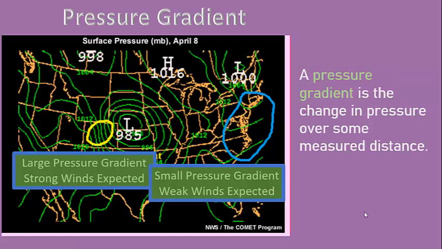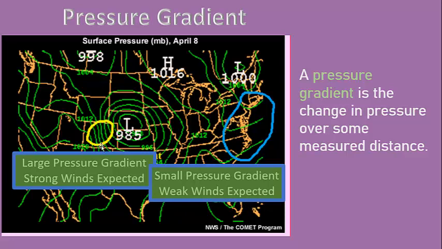Here's a picture of a pressure gradient of a weather system. As you can see, there are lines, contours, being drawn on this map. This is a map of pressure gradients. A pressure gradient is the change in pressure over some measured distance. Here you can see the intersection of this pressure gradient, and you can see that there are some lines going through here, and the lines are fairly close together. This would be considered a large pressure gradient. Large pressure gradients imply that there will be strong winds. So strong winds are expected in a large pressure gradient. Over here, you see that the lines are fairly far apart, and so this would be considered a small pressure gradient.